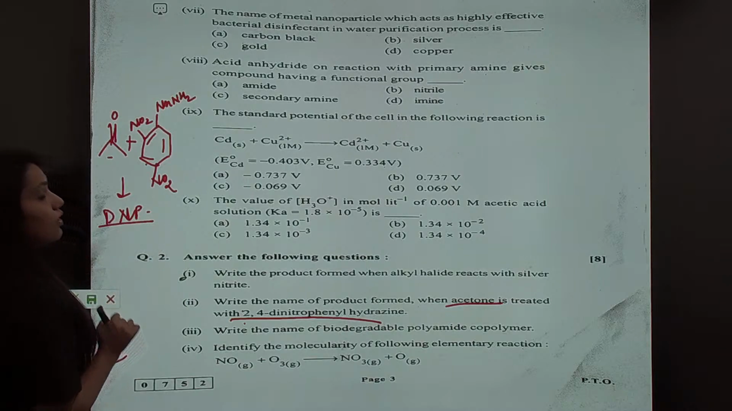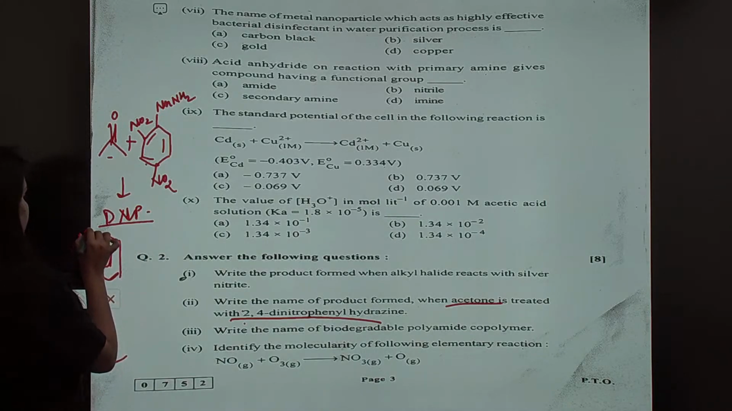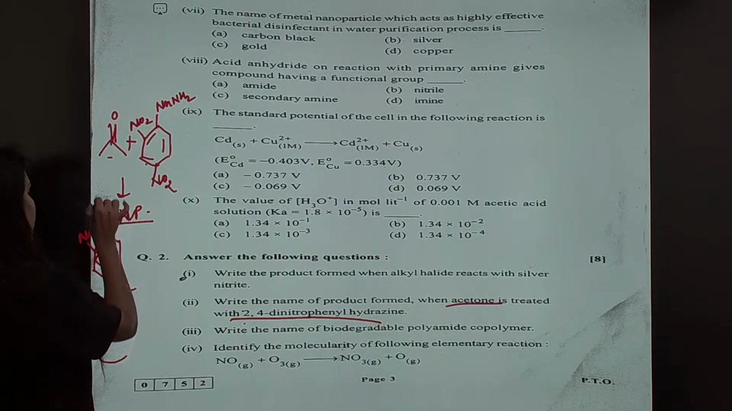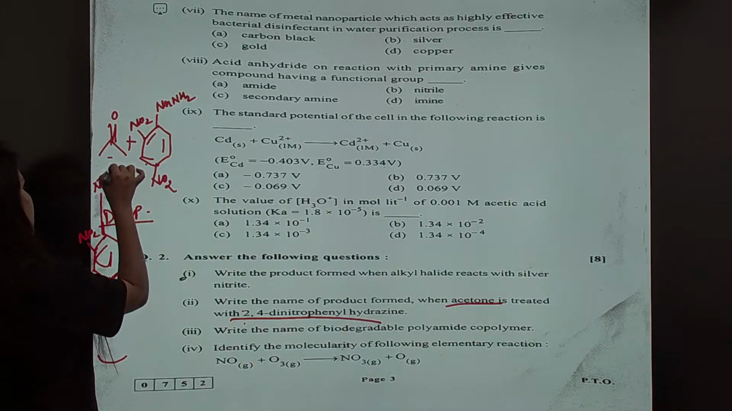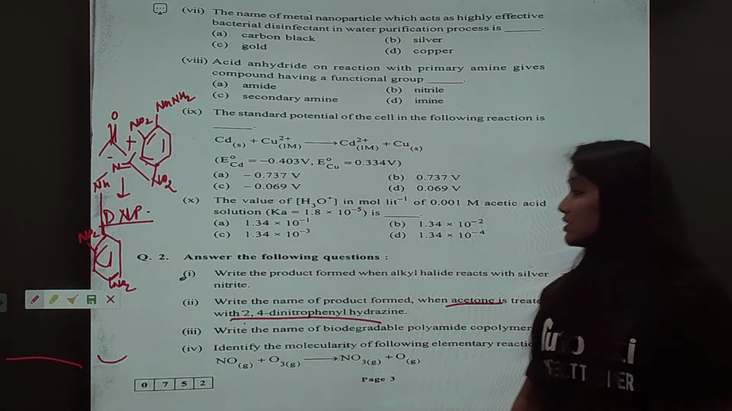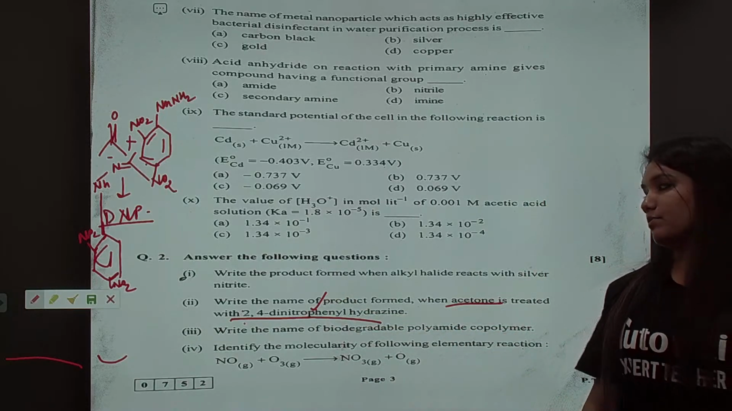2,4-dinitrophenyl hydrazone. If you remember, the structure would be something like this. Here is your benzene ring, NO2 group is still there, here also. In this position, I am going to get NH, N, and this is your compound, which is DNP, and that is our question number 2 of section A.